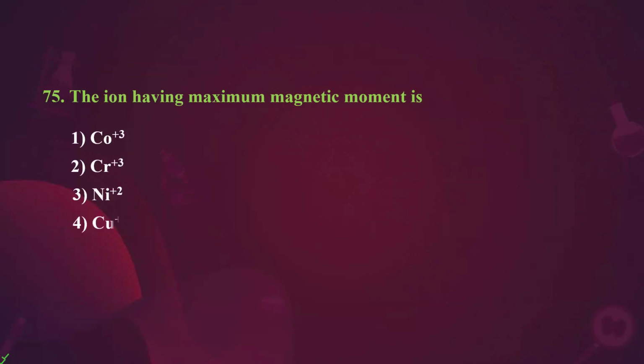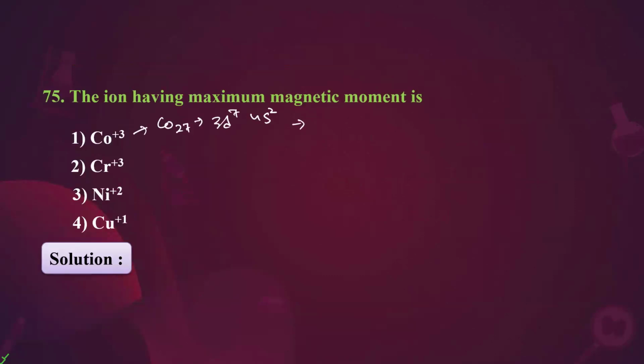The ion having maximum magnetic moment is... How to know which one has maximum? It is cobalt, 27. 27 means 3d7 4s2. So remove 3 electrons, it will give you cobalt 3+.